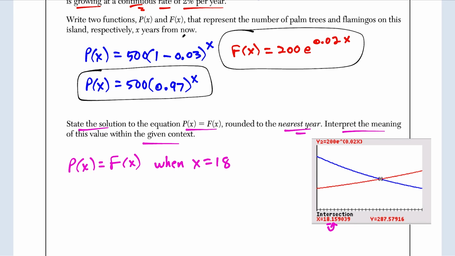But now think about, what does this answer mean within the given context of the question? Well, they told us that p of x and f of x represent the population, or the number of palm trees and flamingos, x years from now. So our solution, x equals 18, tells us when the functions are equal, which will tell us how much time has to go by for the population, or the number of palm trees, to be equal to the number of flamingos.